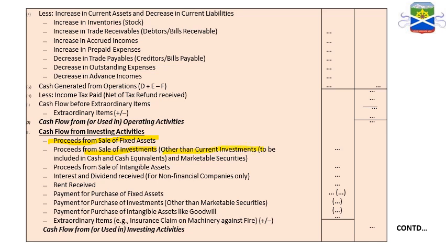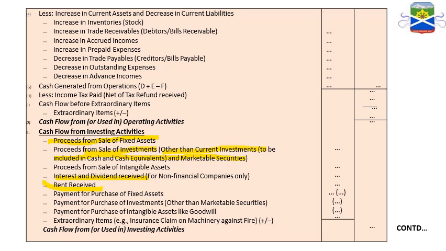These parts should not come over here. That means if cash and cash equivalent is there or marketable security is there, that will be part of cash and cash equivalent. We will be discussing that a little later. Now proceeds from sales of intangible assets, interest and dividend received, and rent received are all plus items. If there is a payment, we'll put it in minus, that is a bracket figure.